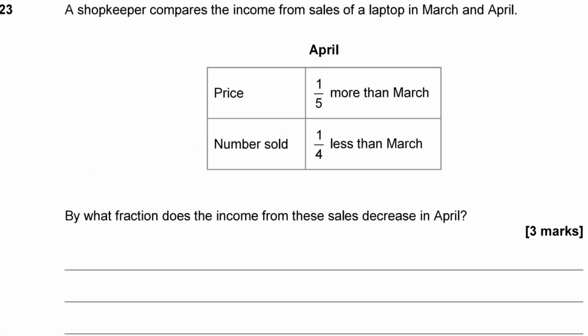Question 23. A shopkeeper compares the income from sales of a laptop in March and April. In April, the price was 1/5 more than the price in March, and the number of units sold was 1/4 less than the number sold in March. By what fraction does the income from these sales decrease in April?